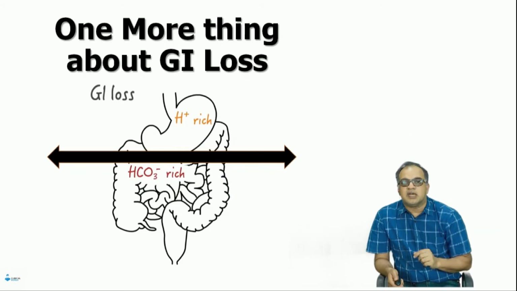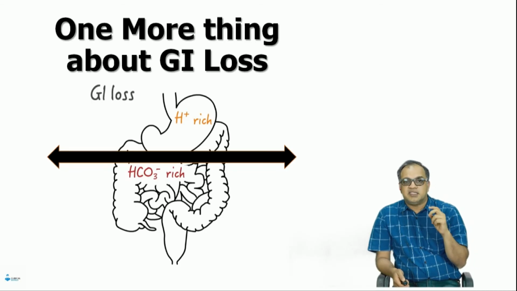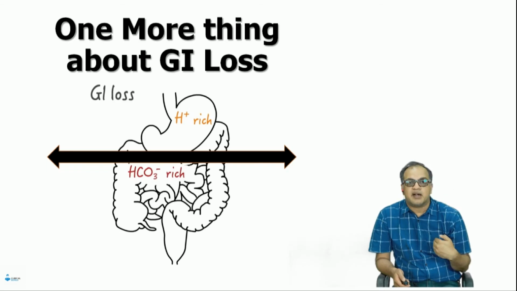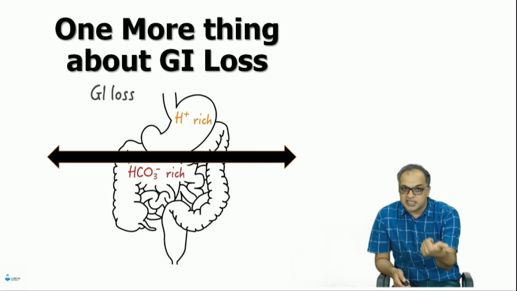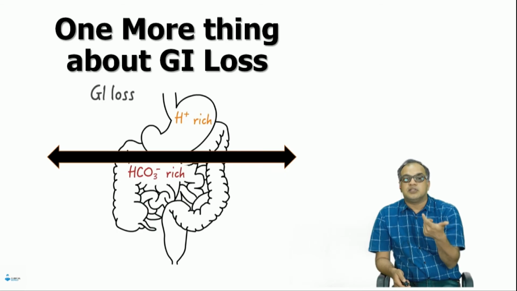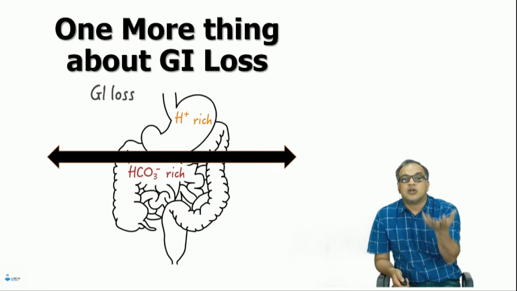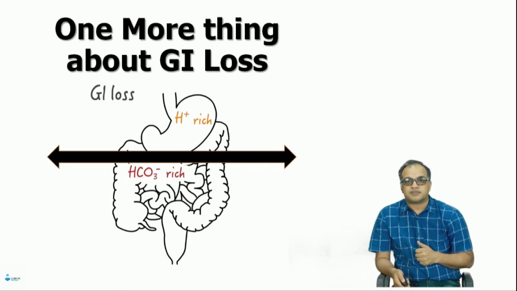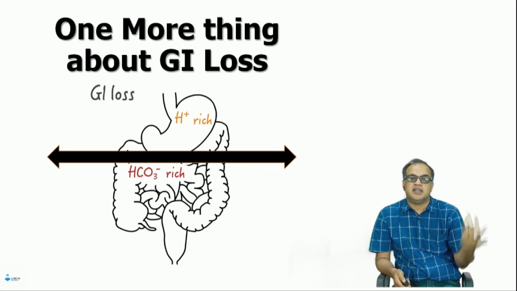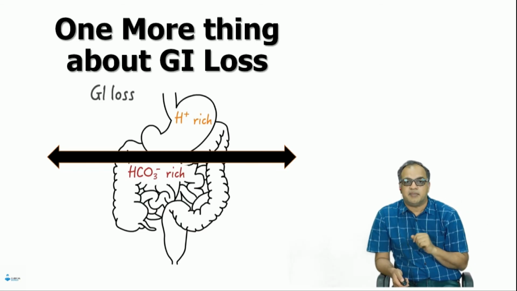Now, one more thing about GI losses. If the GI loss is from the lower GI, it will cause acidosis and a loss of bicarbonate. If the GI loss is from the upper GI, if your patient has come for a laparotomy with a history of a lot of vomiting, then what is he losing? He is losing H-ions, so he will have alkalosis, and he is losing a lot of chloride. So he will have hypochloremia and alkalosis. If your patient is losing from the lower GI, then he will have acidosis, that too of a non-anion gap type.